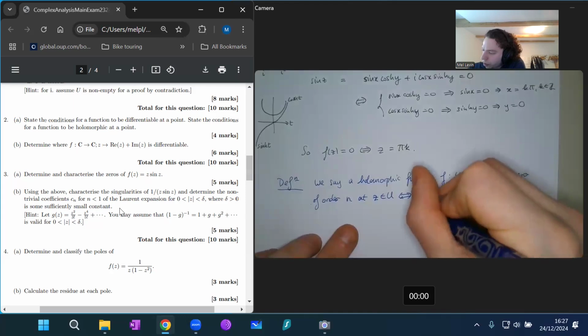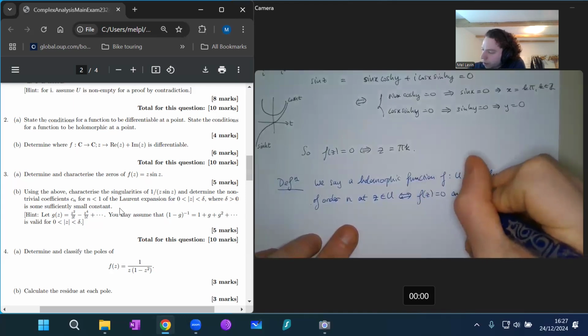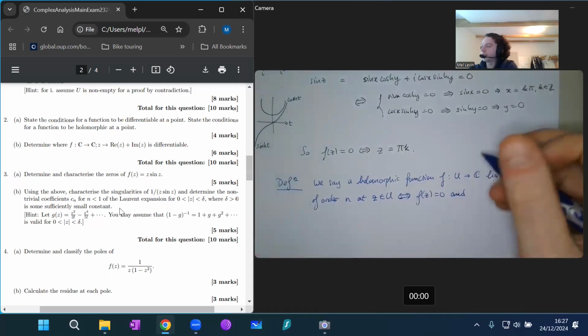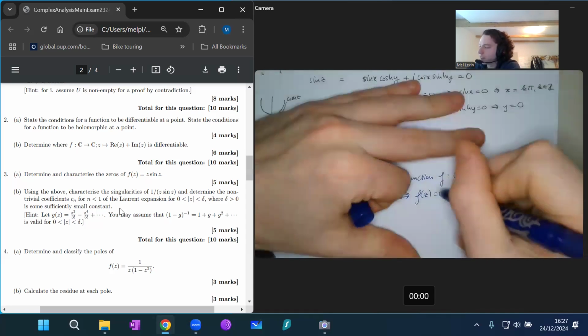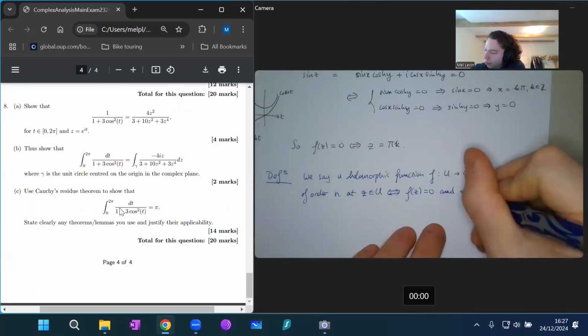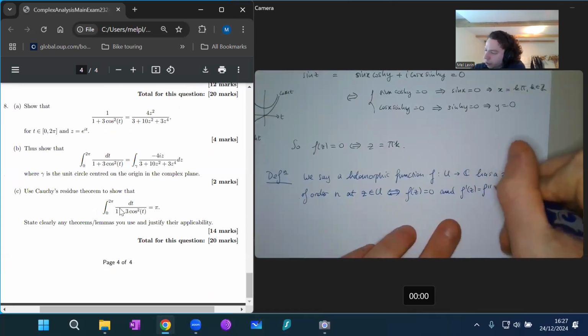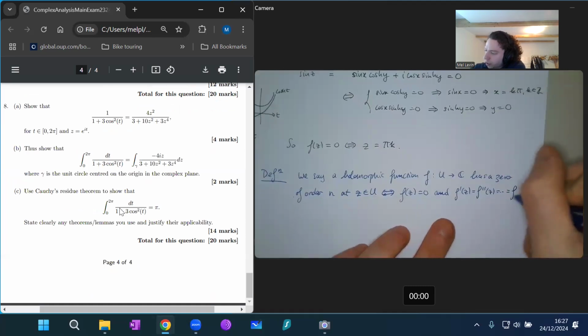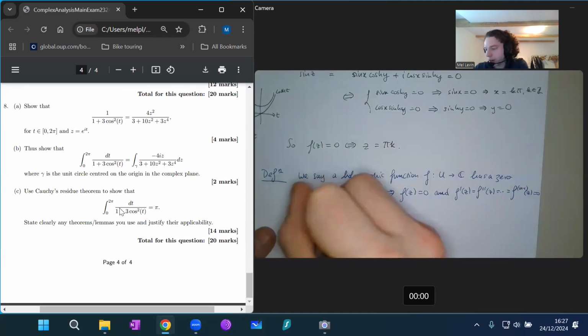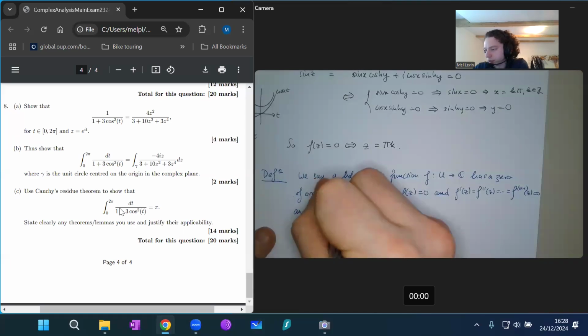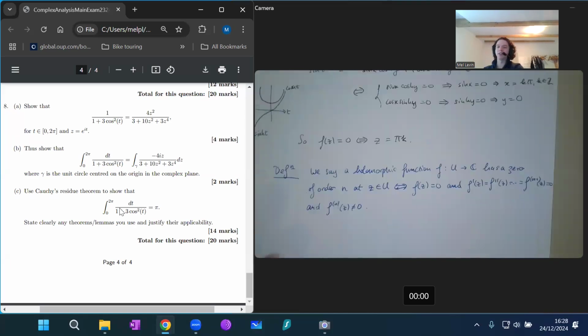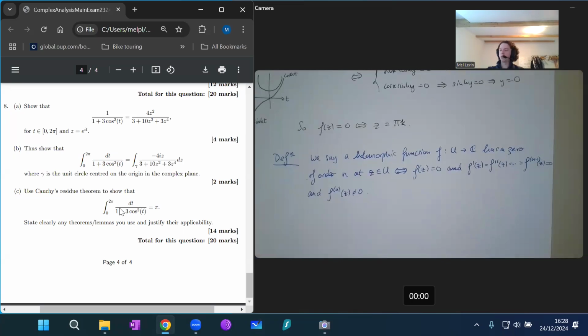if and only if, first of all, f of z is equal to 0, and the first derivative is also 0, and the second derivative is also 0, and every derivative up to the n minus first derivative is 0, but the nth derivative is not 0. At least that's the definition I was given in this course.